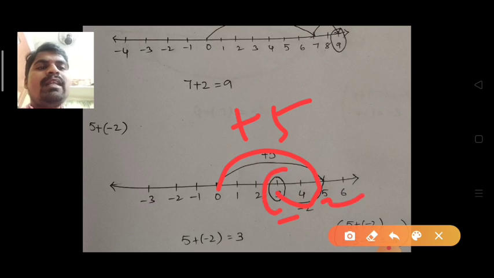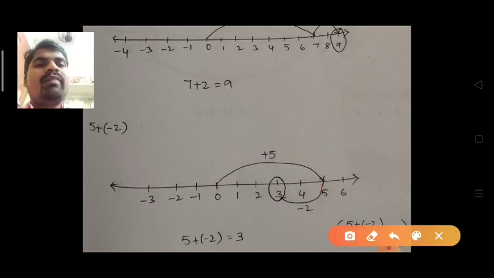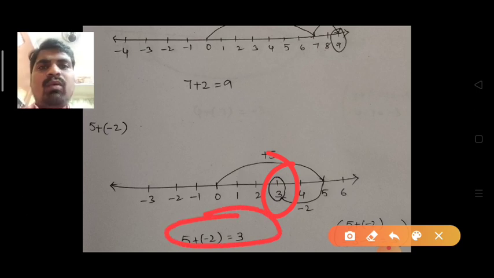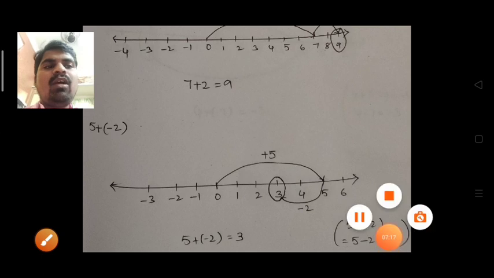So what is the final answer? 3. So you observe here 5 plus of minus 2 equals 3. This is the final answer. I think you understood. If you want to add positive you have to move right side. If you want to add negative you have to move left side. So the final step here is 3. So 5 plus of minus 2 equals 3. As per your calculation you know very well, based on the calculation you will get 3, and from the number line also you got 3. This is the final answer of this problem.